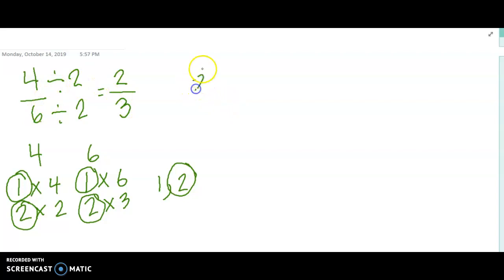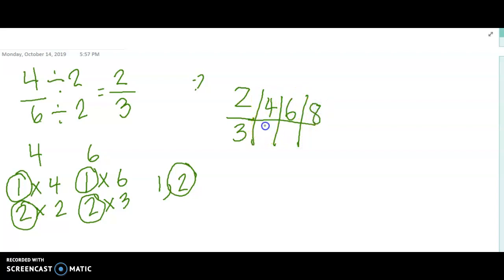You could see this with an EFT as well. So 2/3. If I were to make an EFT, you would see that 4/6 is also on it because the simplified form of 4/6 is 2/3. The same with 6/9 simplifies to 2/3. 8/12 simplifies to 2/3.